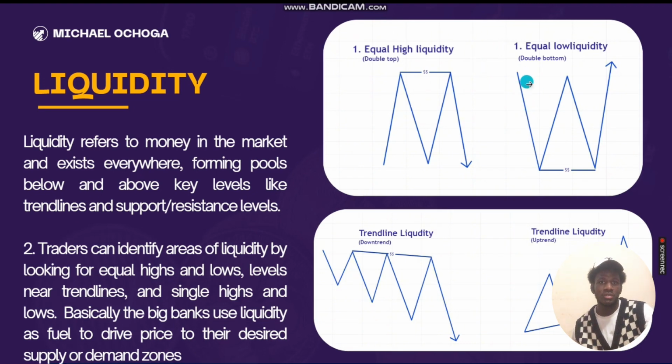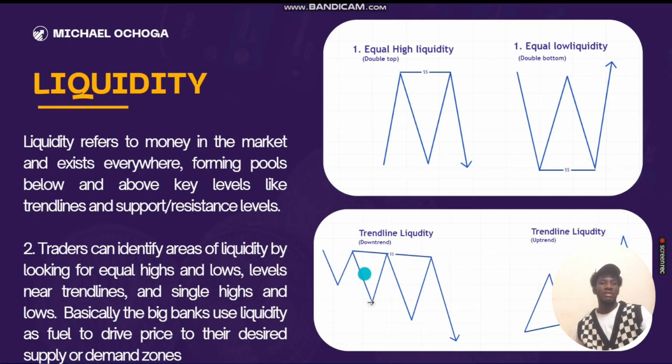So another form of liquidity, we have equal lows, double bottom, right? So this is where retail traders are putting their stop losses here. You'll enter from this buy and then expect price to go up. Then usually you would have the BFIs, which are the big financial institutions, manipulate them and use them as fuel to their desired point of interest.